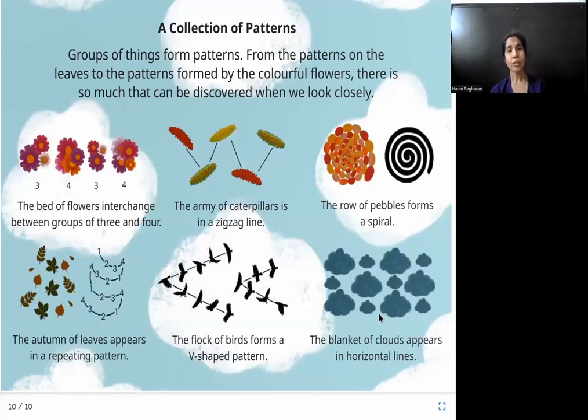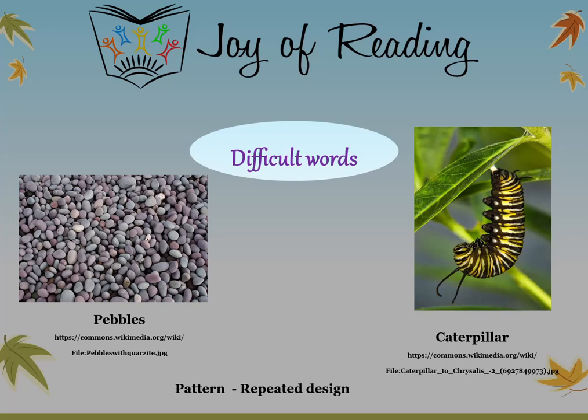So I hope you enjoyed this story with me. Thank you. The difficult words in this story are pattern, a design that keeps repeating. Pebbles, a small round and smooth stone. Caterpillar, the larva stage of a butterfly or moth. Not all caterpillars become butterflies, some of them become moths and some of them die.